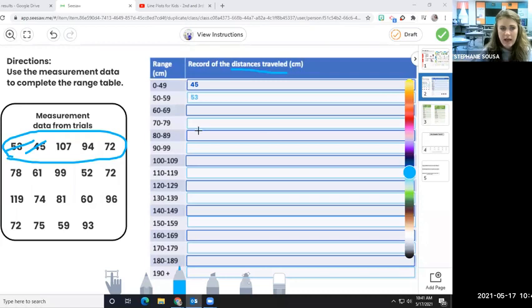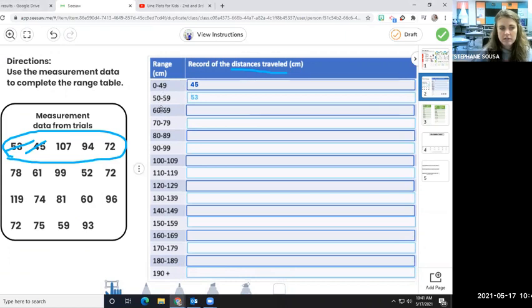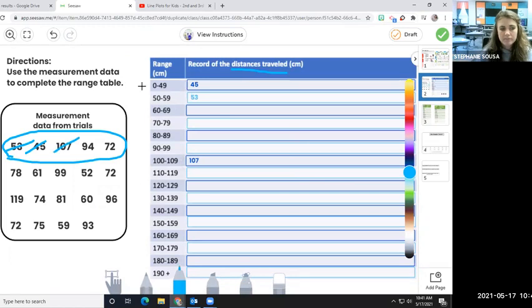Let's take a look at our next number, which is 107. 107. I'm going to look on my ranges here. 100 is bigger than 50, 60, 70, 80, 90. I'm in the hundreds. 107 is after 100. It is before 109. So 107 is placed in that range. Go ahead and place it in that range. Are there questions about how I'm placing these numbers so far?